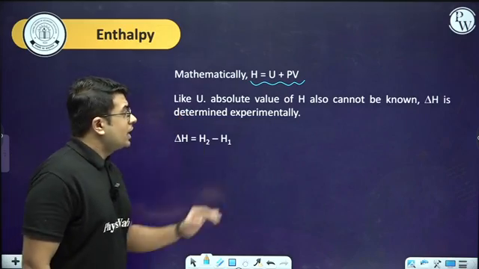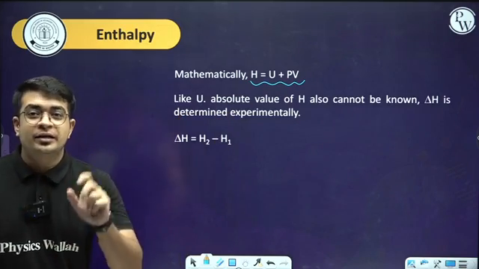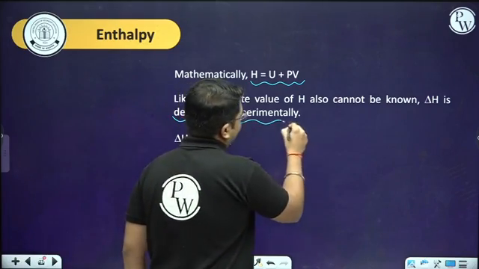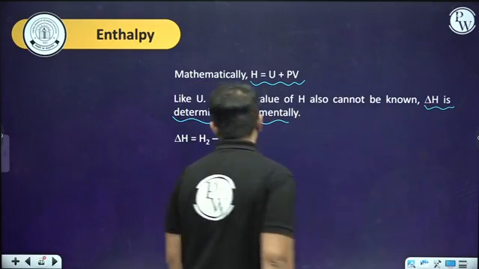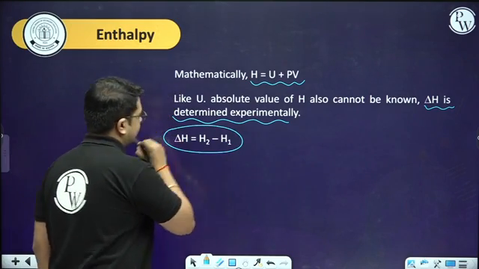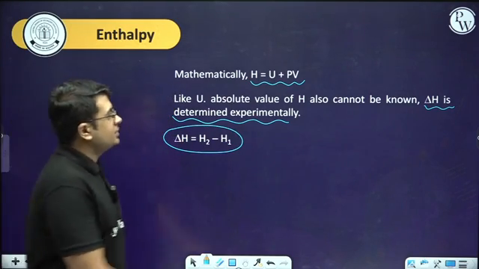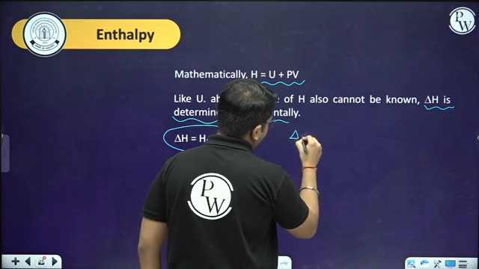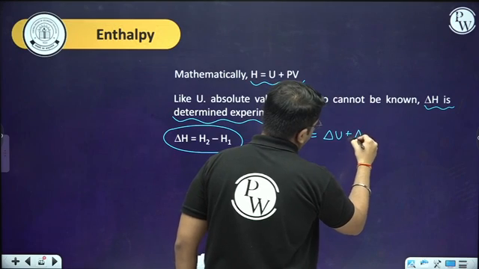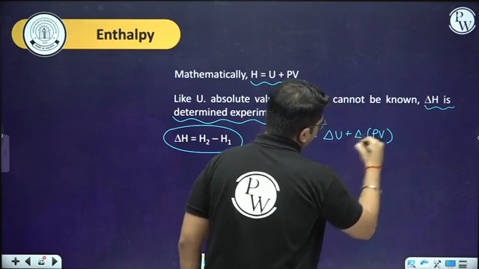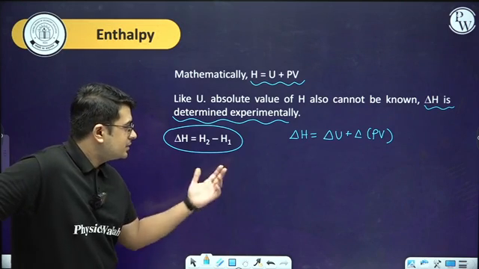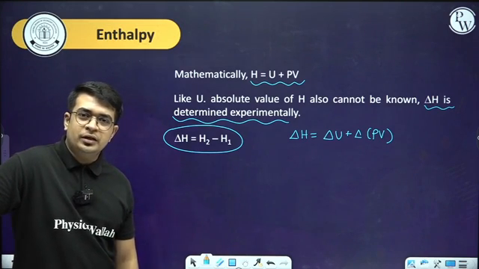Now like U, the absolute value of H cannot be determined very easily, but we are more concerned about the determination of delta H, which is H2 minus H1. So I can say from this that delta H will be equal to delta U plus delta PV. Can I say this? Yes, definitely true.